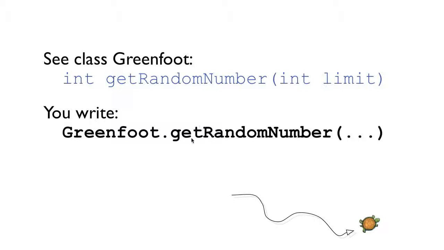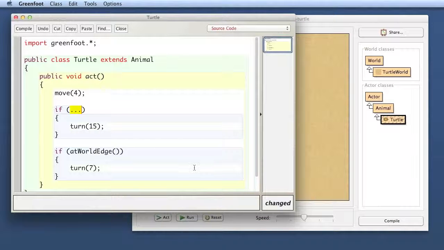For now, just know that because this method is defined in the Greenfoot class, you have to say which class it comes from when you call it. So you have to say Greenfoot dot getRandomNumber. This dot in between, it's called dot notation. We will always use that when we invoke a method that comes from somewhere else, from another object or another class.